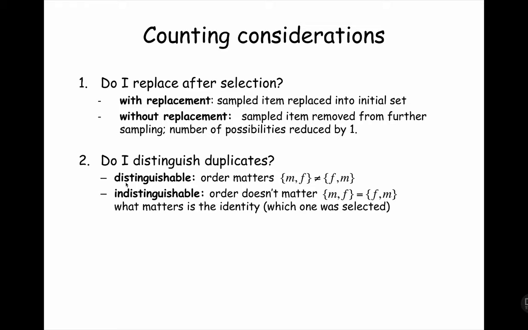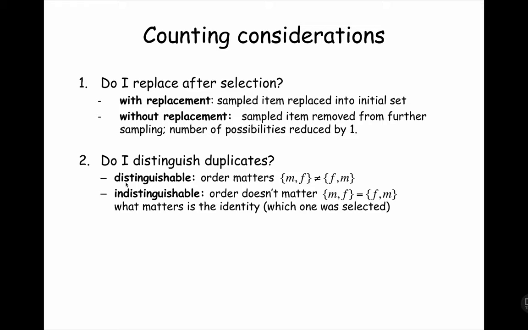All right. So we have this idea of is it distinguishable. Distinguishable means that order matters. In that case, if your events are distinguishable, that means the event of having the male child first followed by the female is not the same as female born first, male born second. They're not the same if they're distinguishable.